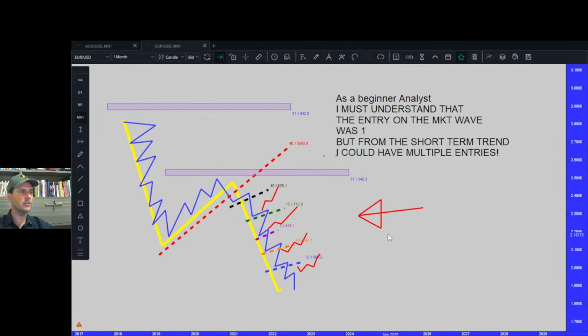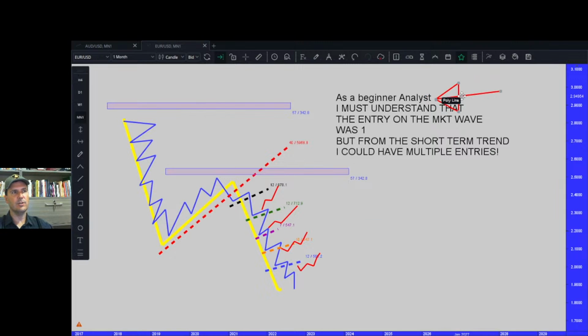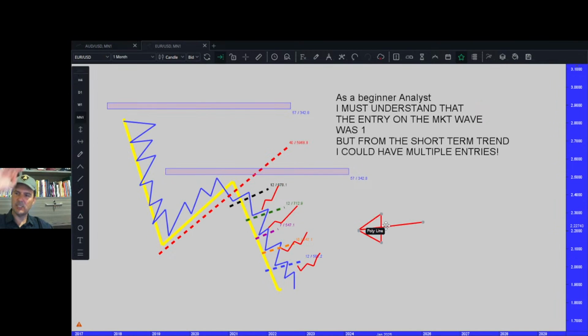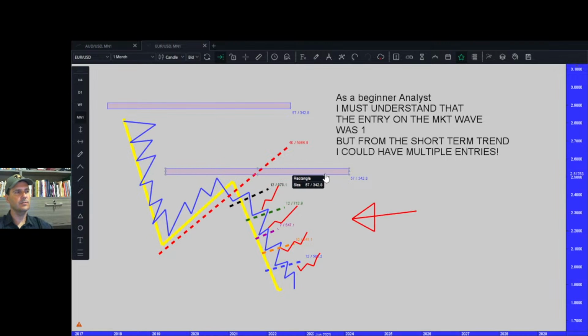So as a beginner analyst, Ala, Shola, Ernesto, Clara, Sync, 4K, Yarek if you're here, and everybody else, I must understand that the entry on the market wave was 1. This was the entry on the yellow. Does this make sense? Boss, so if I miss the entry on the red, how can I enter the yellow? Great question. What do you think? Exactly. You cannot.